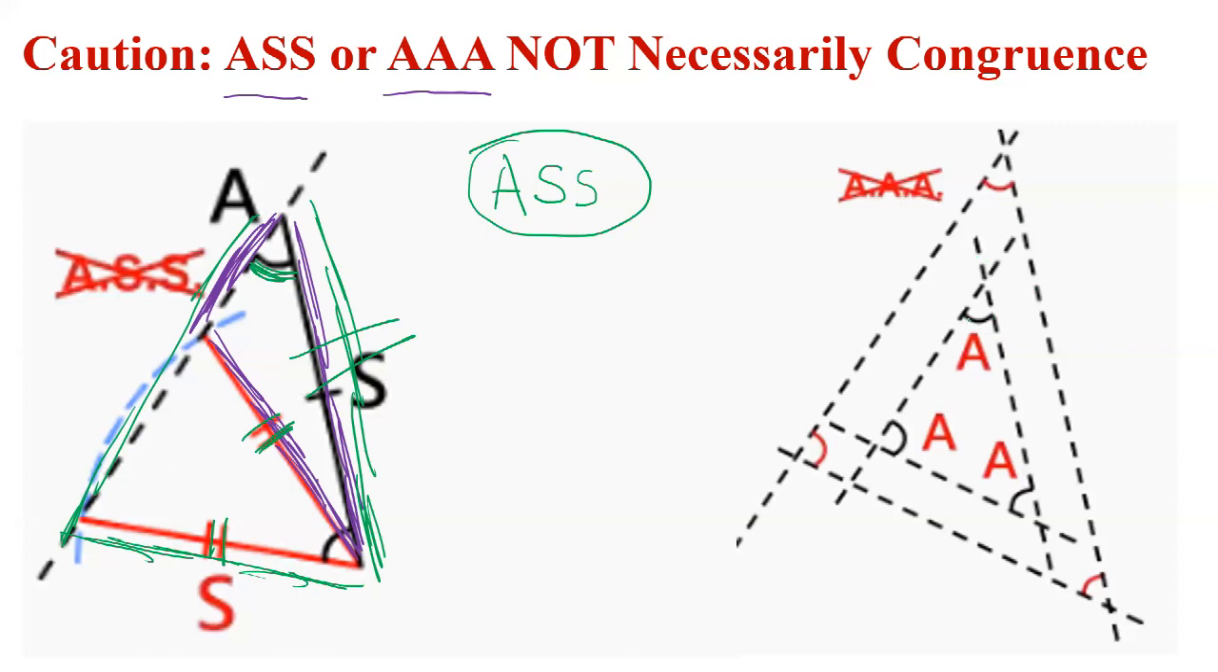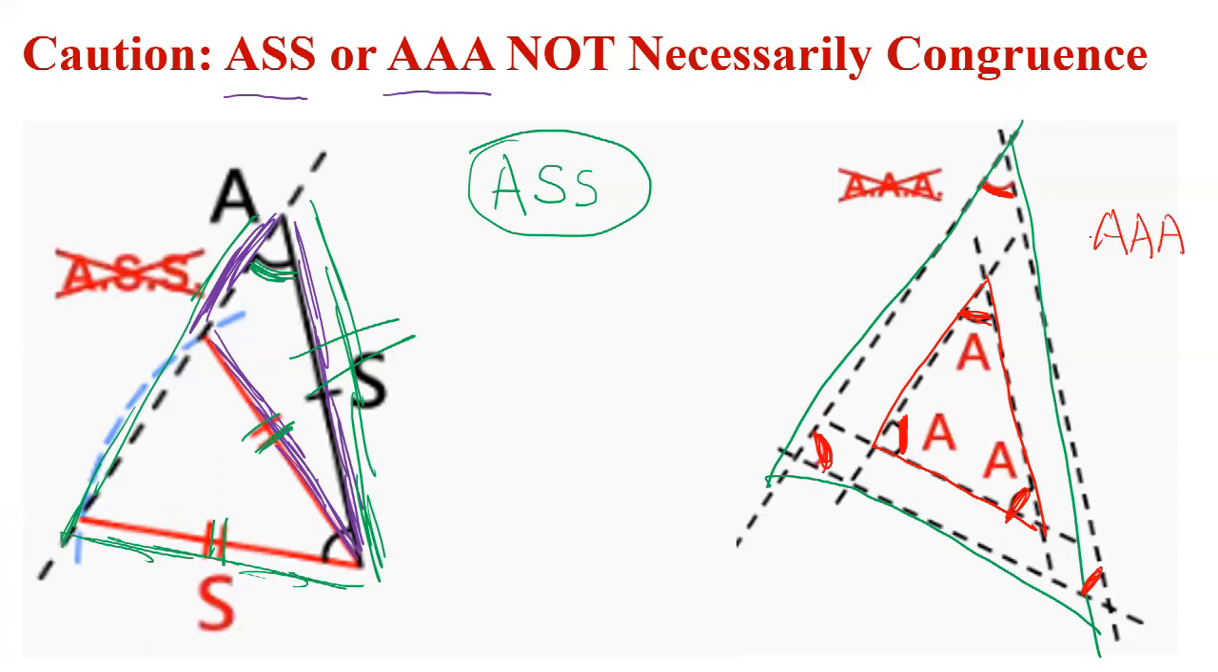And also, if you have a pair of triangles that have AAA, that means all of the corresponding angles are equal. For example, in the large green triangle here, we have a red triangle here. As you can see here, all the corresponding angles are equal. This angle equals this angle. This angle equals this angle. This angle equals this angle. We have AAA in this pair of triangles, but it does not mean these two triangles are congruent, right? Apparently the green one is larger than the red one. Therefore, you need to pay special attention here. ASS or AAA does not necessarily mean congruence. You understand?